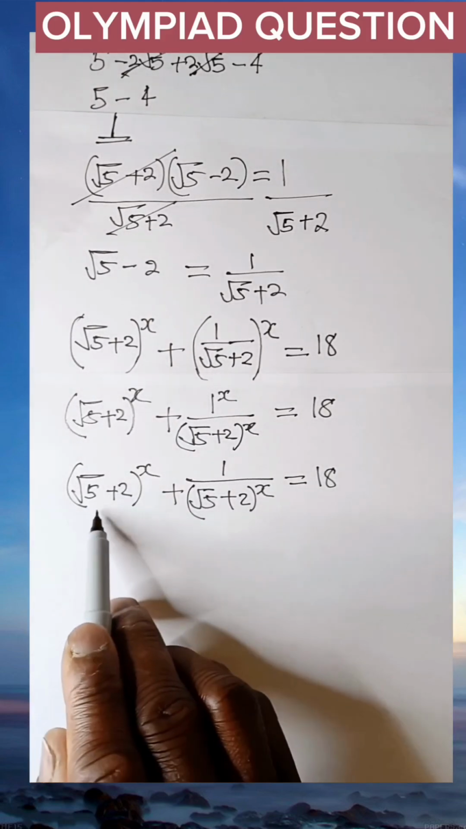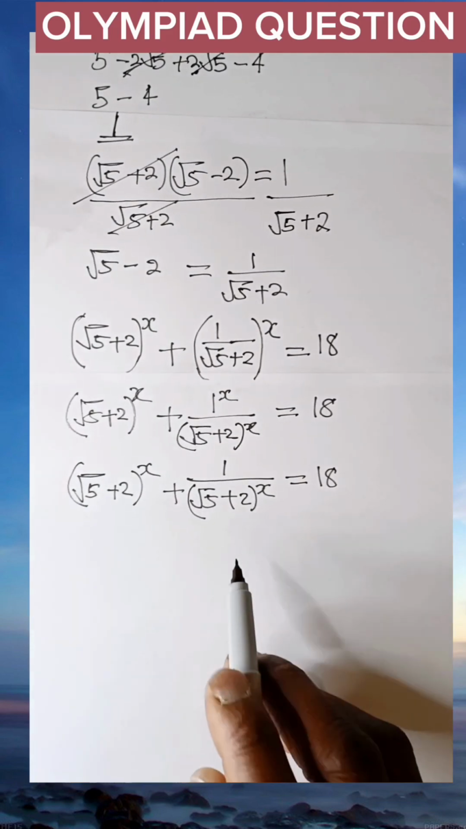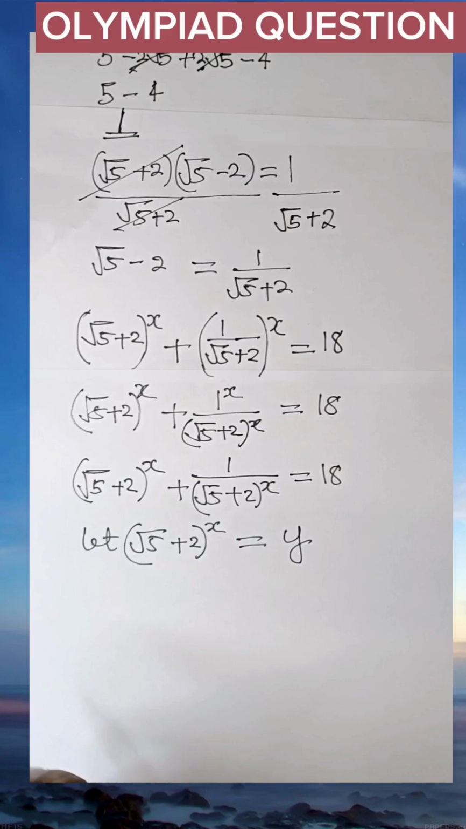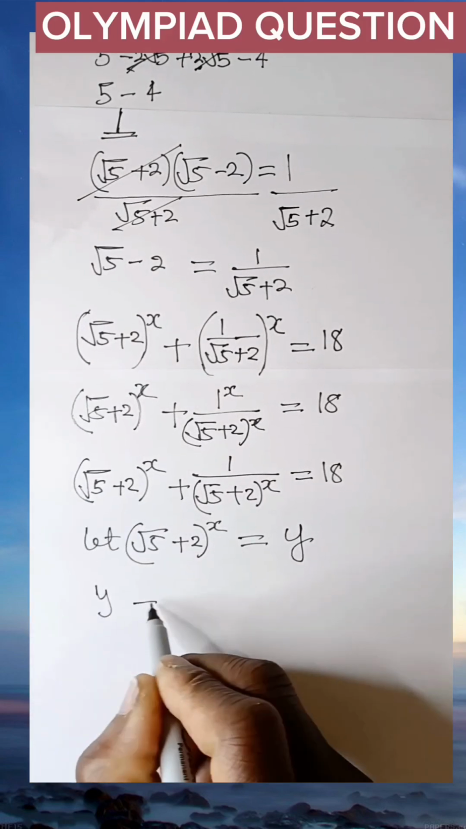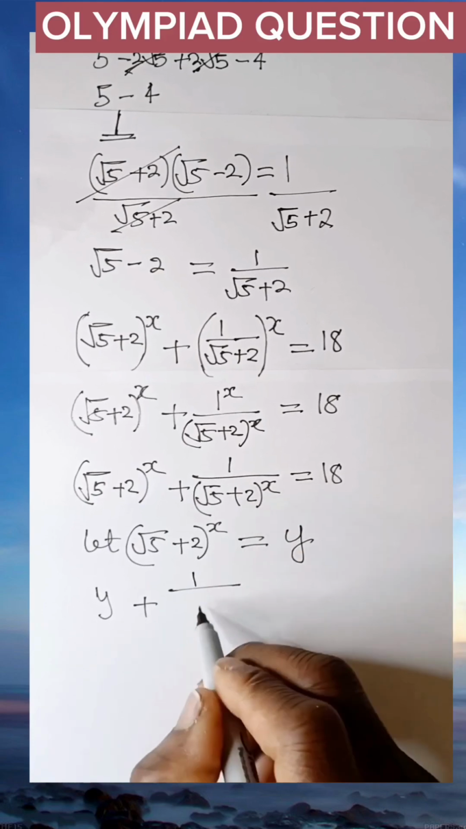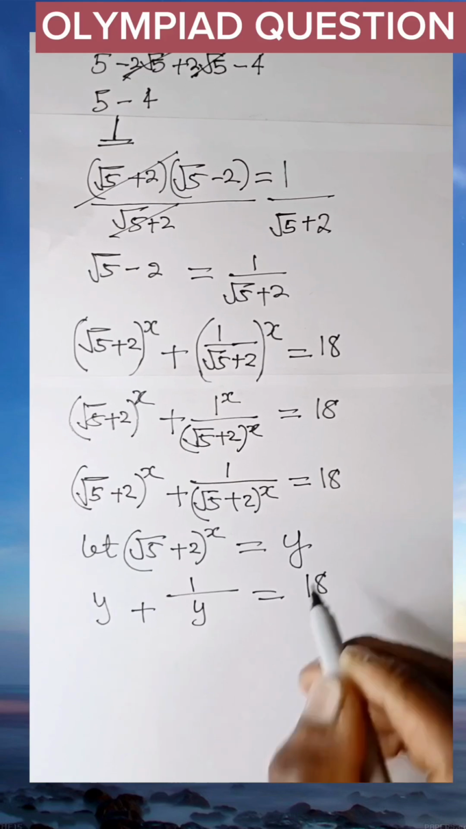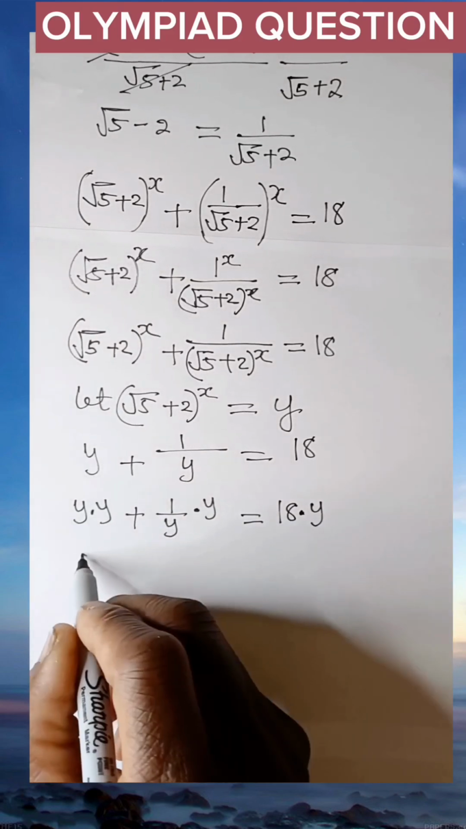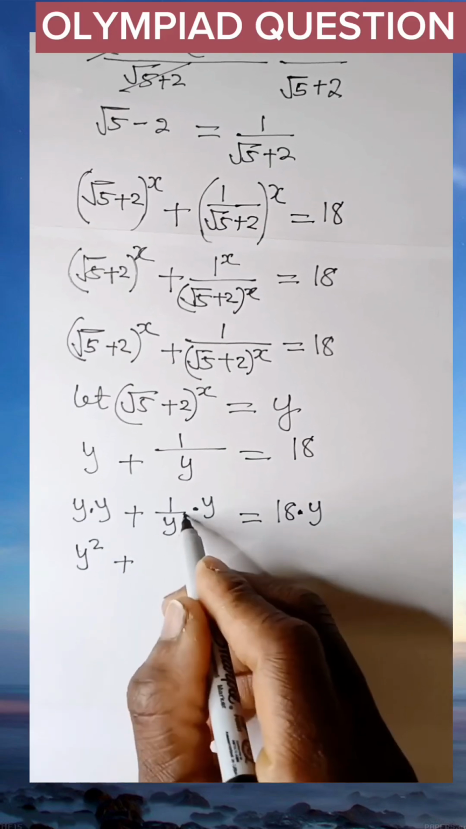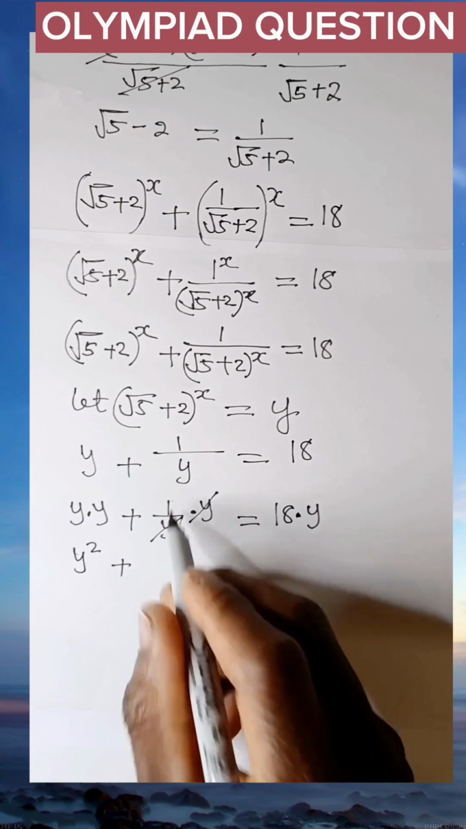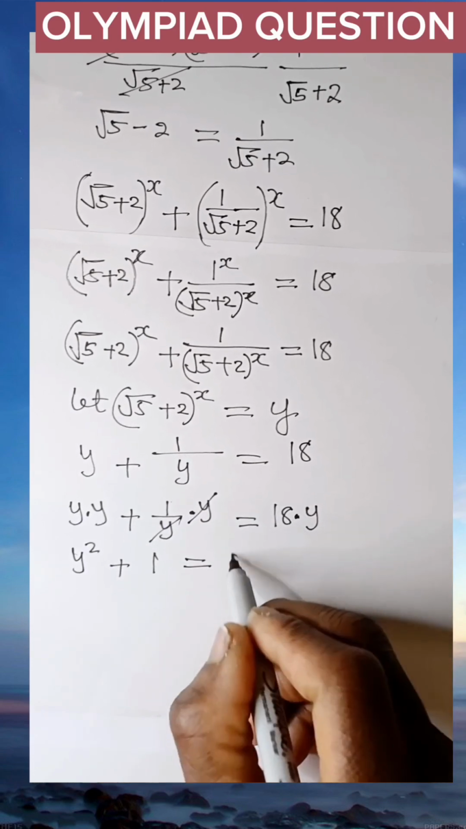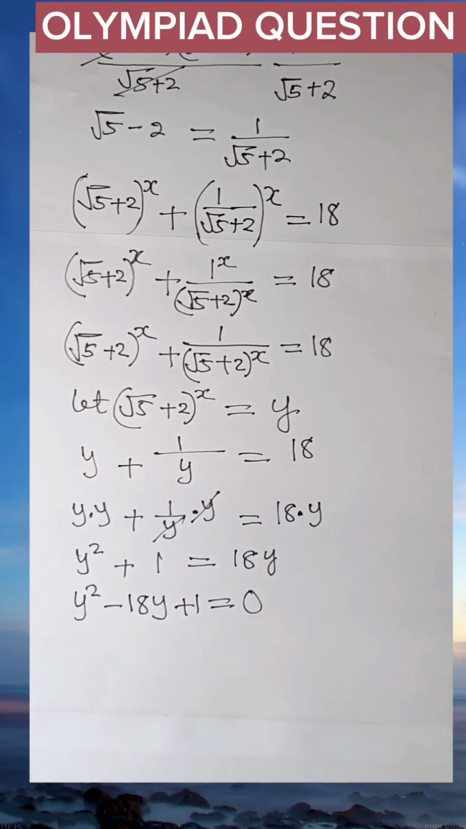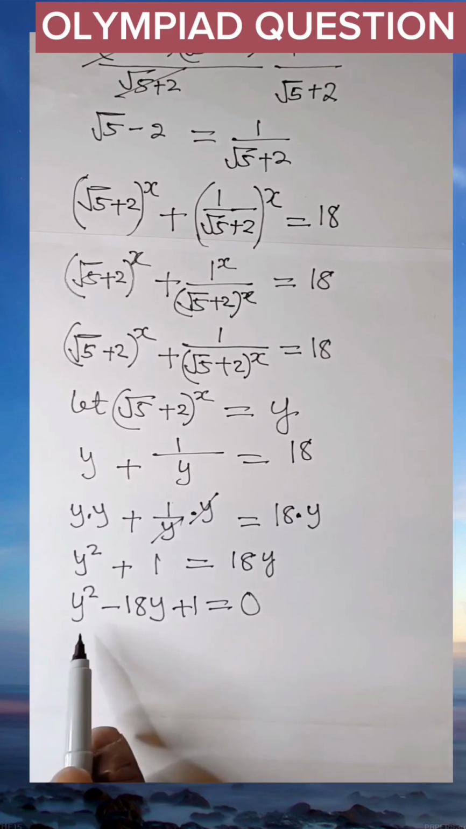Let us replace (√5 + 2)^x with a variable. Let's consider variable y. If we make this substitution, this equation will become y plus 1 divided by y, and this is equal to 18. Let us get rid of this fraction by multiplying the three terms by y. So we will have y squared, plus y will cancel with y, we will have 1, and this is equal to 18y. Let us equate it to 0. We now have a quadratic equation. We are going to use the quadratic formula to solve for the values of y.